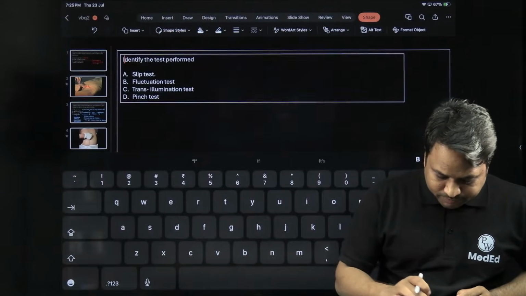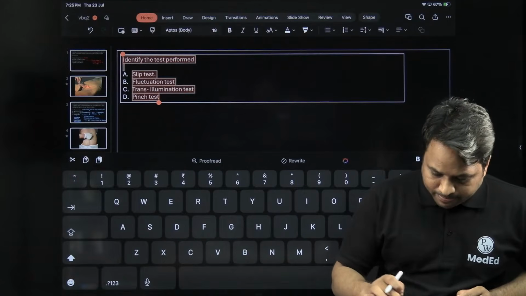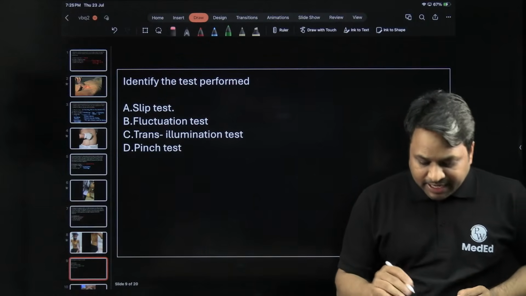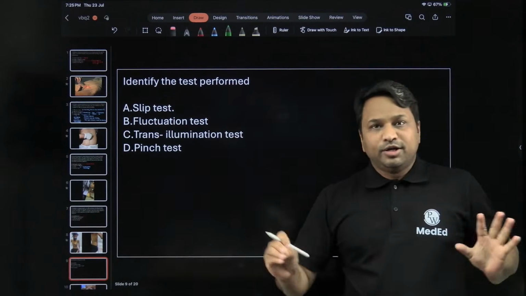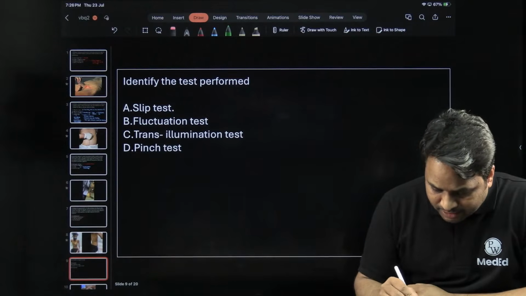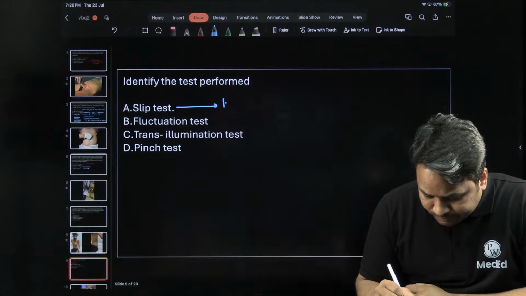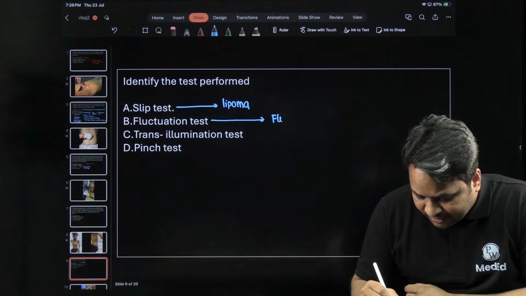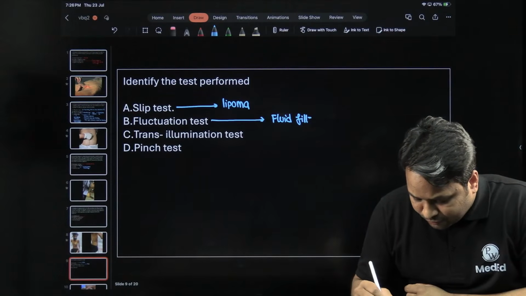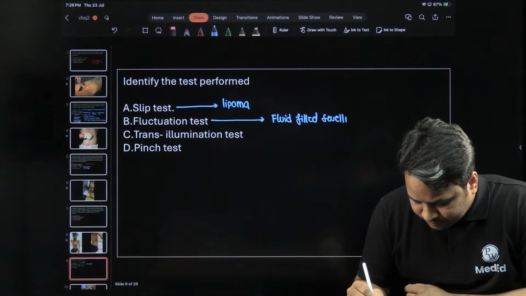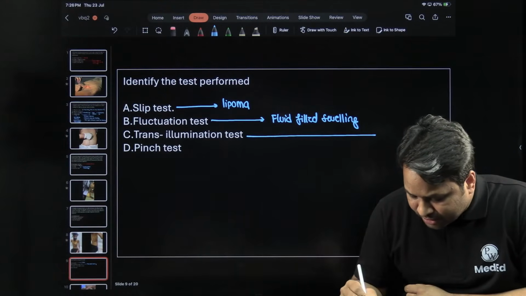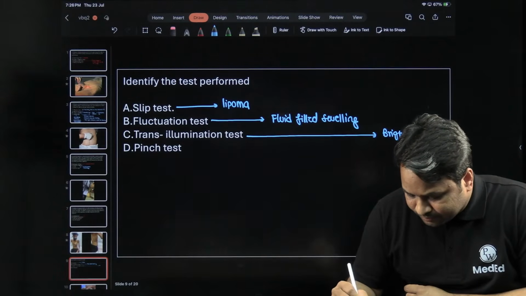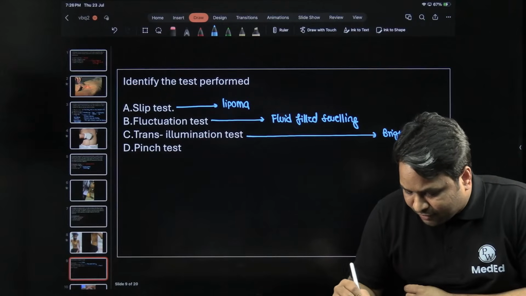Let's take the next question. Okay. The next question is, identify the test performed. I'm going to show you a video. Now, if I say slip sign, the slip sign is seen in lipoma. Fluctuation test will be positive with any fluid-filled cavity or a fluid-filled swelling. Transillumination is going to be transparent, or you can say bright light, indicating clear fluid.